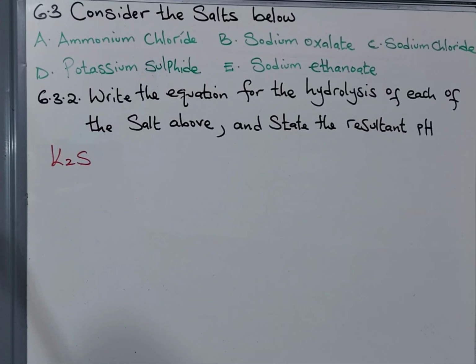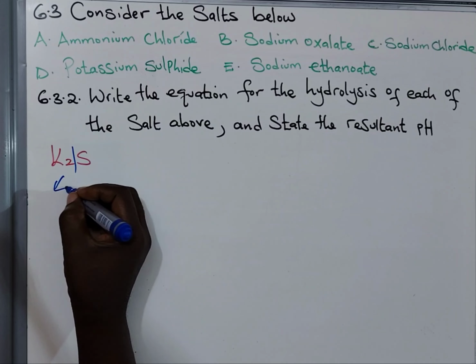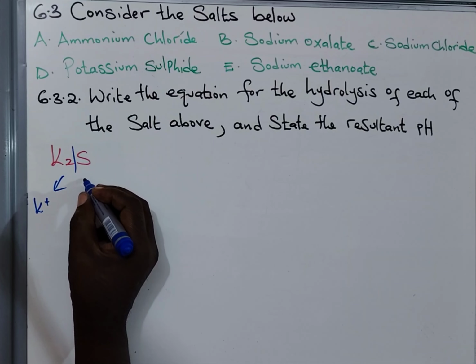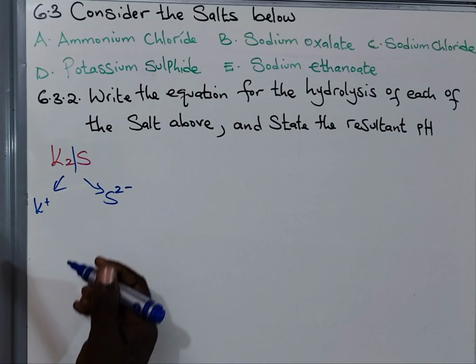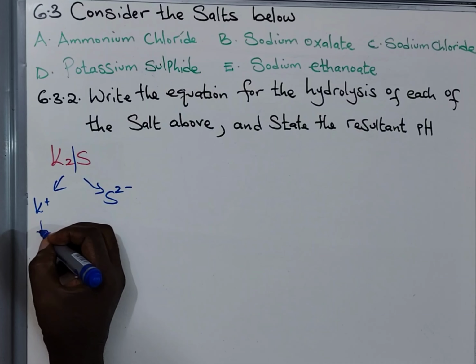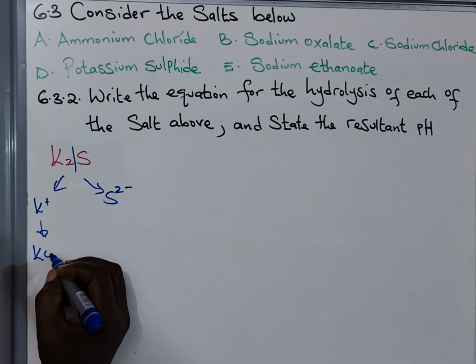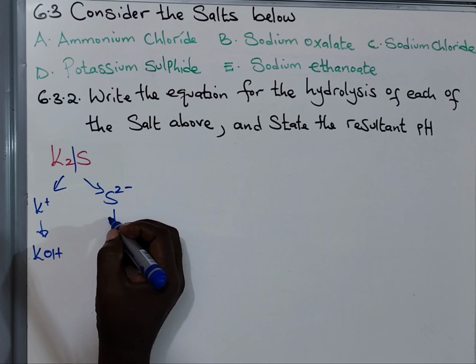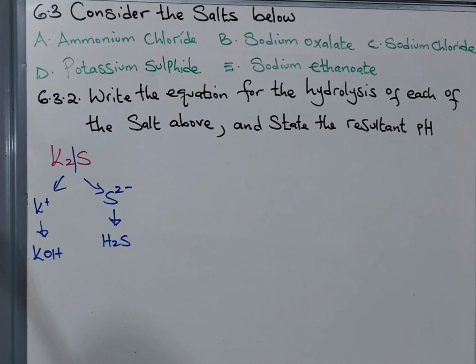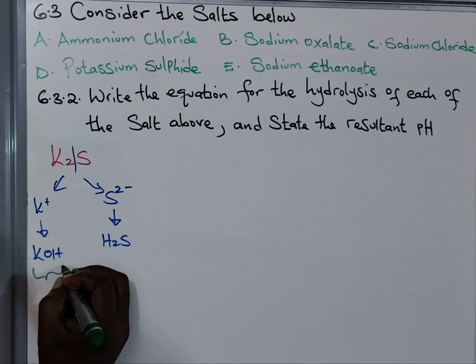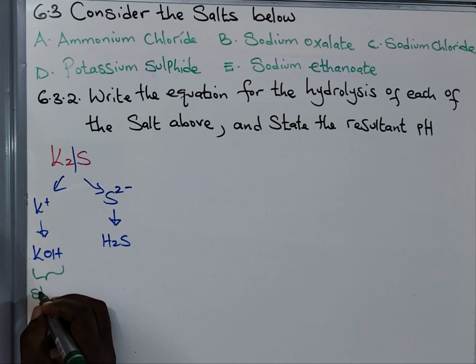What is next? You find its constituent ions. So you break this one up to give you potassium ions and sulfide ions. Then you trace the origin of these ions. Potassium emanated from potassium hydroxide and sulfide came from hydrogen sulfide. Then next step is to find out whether potassium hydroxide is strong or weak. It's a strong base.